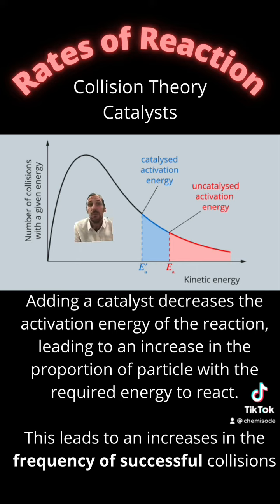Key words here when describing how catalysts affect our rate of reaction is using that term proportion, because we haven't increased the number of collisions, because we haven't changed the amount of energy. What we've done is we've just increased the proportion of those collisions which are successful. So by increasing the proportion of successful collisions, we've increased the frequency of these successful collisions. And thus, my rate of reaction has increased.